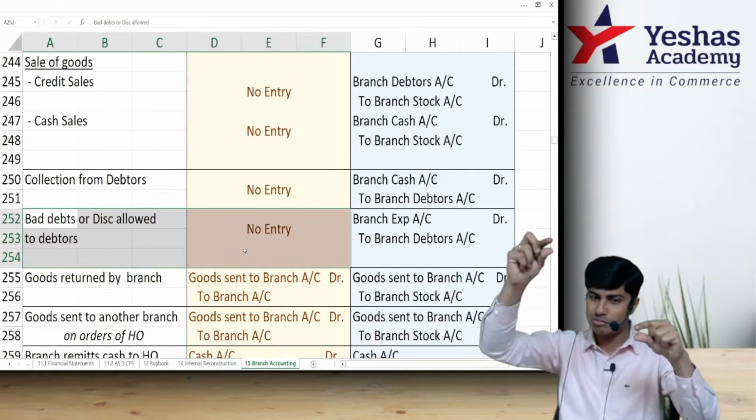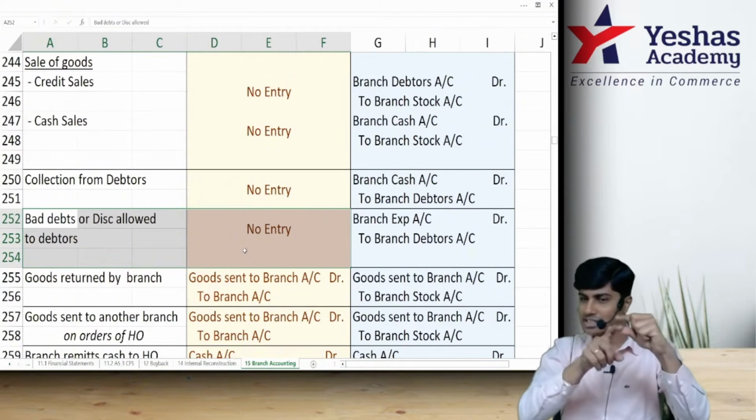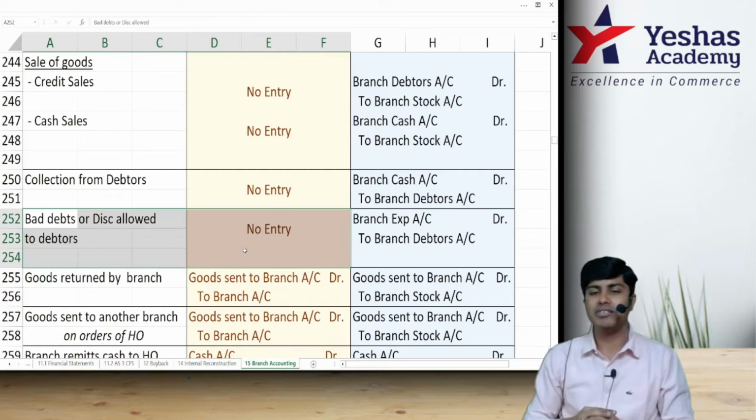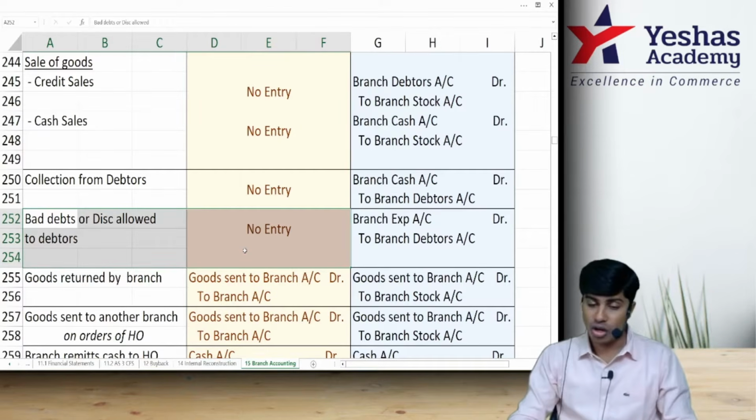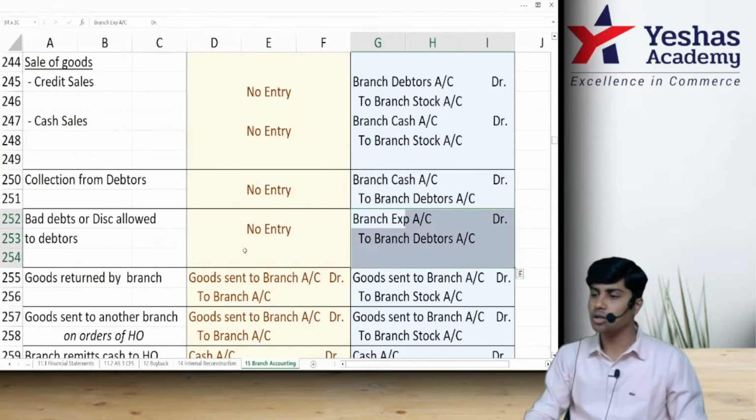If you write the opening and closing balance of debtors, closing balance after deducting cash collected, bad debts, discount, automatically the difference will impact our profit. However, under stock debtor system, we do have to write an entry. We can write it as branch expense account debit to branch debtors.